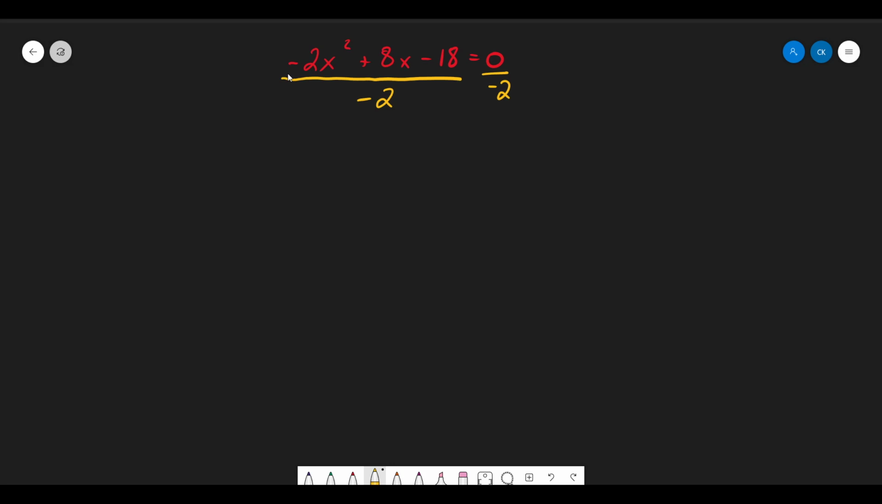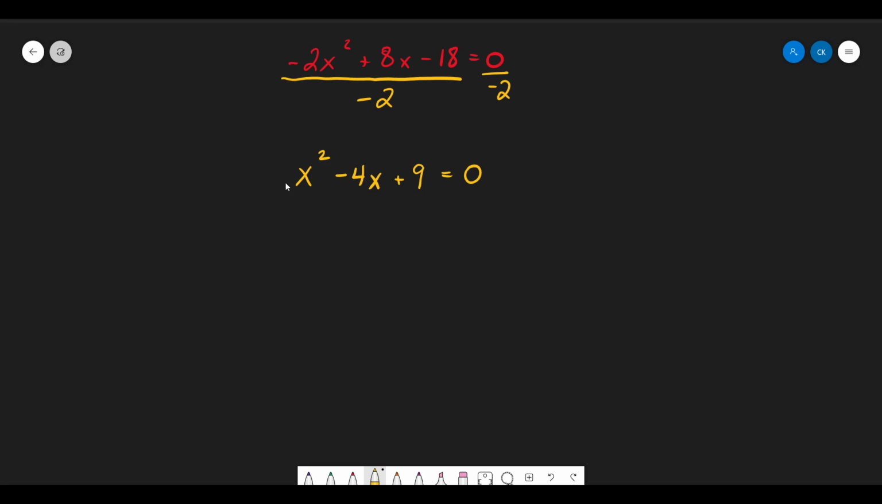So I do negative 2x squared divided by negative 2. That's just going to give me x squared. 8 divided by negative 2. That's going to give me negative 4x. Negative 18 divided by negative 2. That's going to give me a positive 9. And 0 divided by negative 2, that's still just 0.